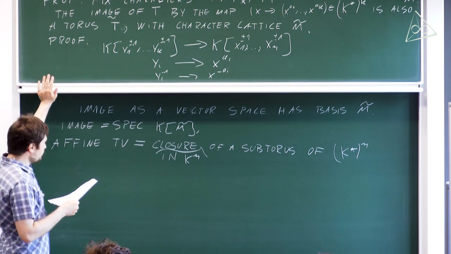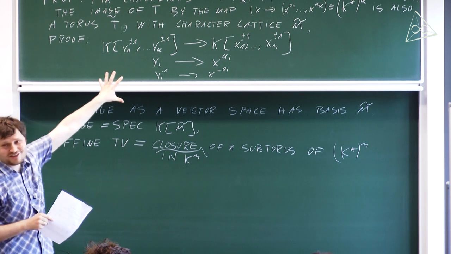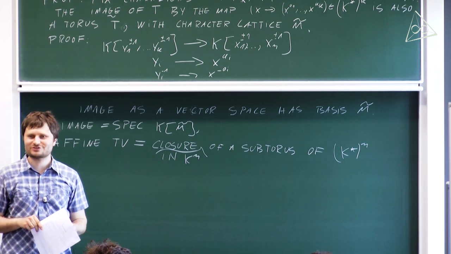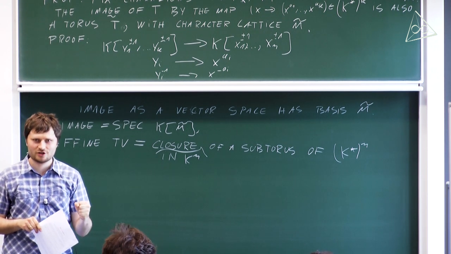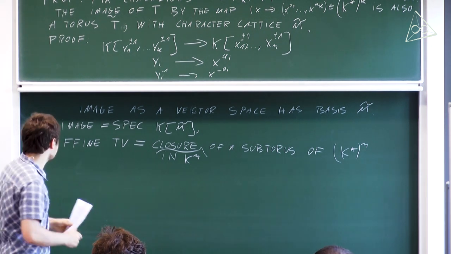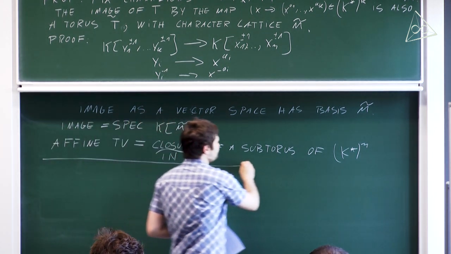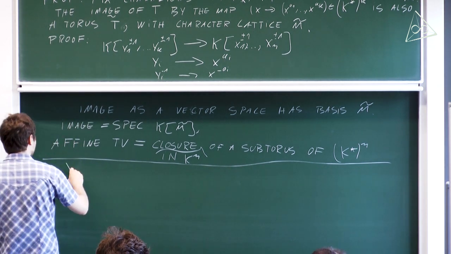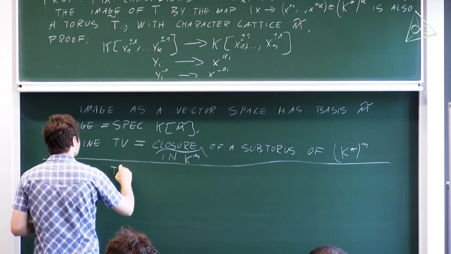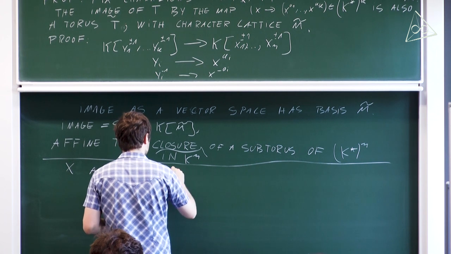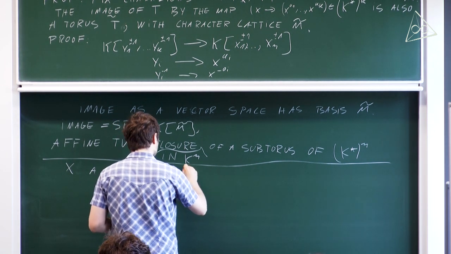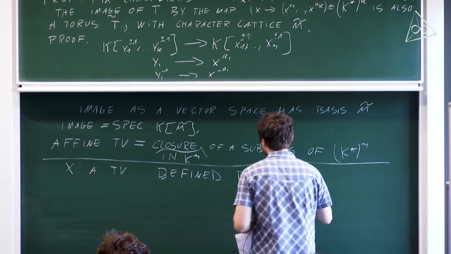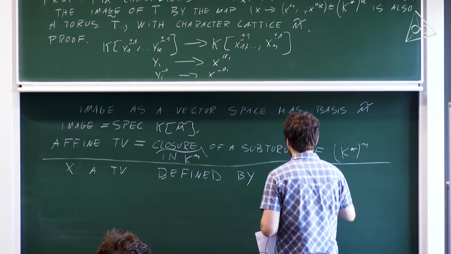So if you understand this proof very well, you will be able now to describe the algebra of the toric variety. So that's a question for you. What is the algebra of a toric variety? So we take X, a toric variety defined by a finite subset of characters.